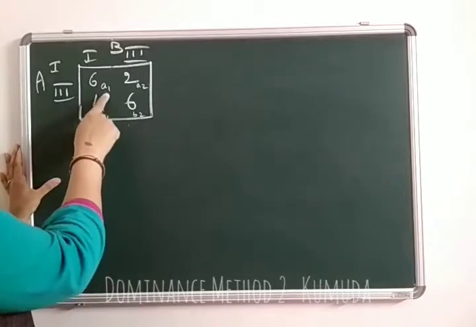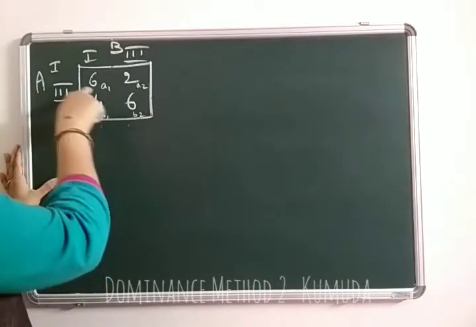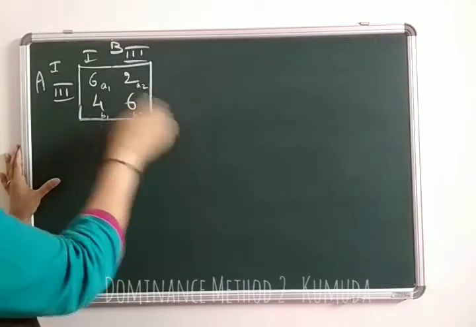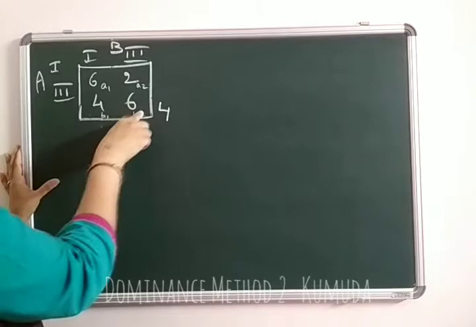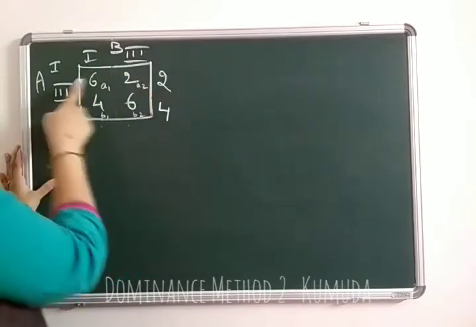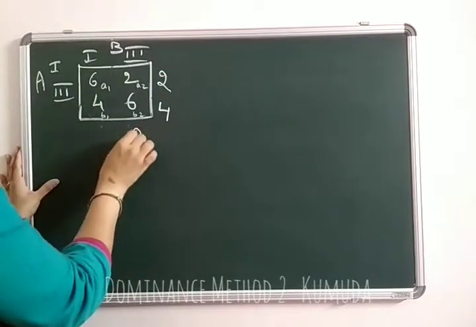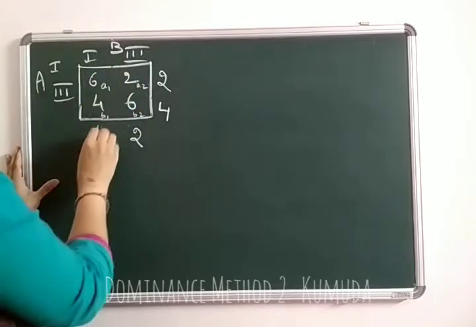I've just named them as A1, A2, B1, B2. We know that the first row difference has to be written here. So 6 minus 2 gives me a 4 here. And 4 and 6, the difference is 2. Similarly, 6 and 4 difference is 2 and 6 and 2 difference is 4.